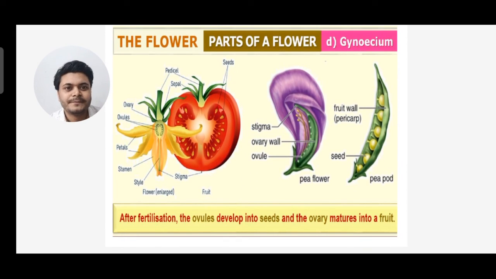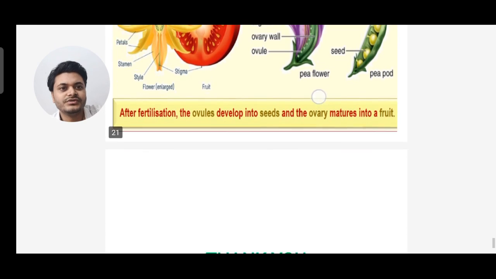After fertilization, the ovule develops into seed and the ovary matures into fruit. I have taught you the structure of the androecium and the gynoecium. After pollination, when the pollen falls on the stigma, it moves through the style to the ovary and fertilization takes place. After fertilization, the ovules develop into seeds and the ovary matures into fruit.